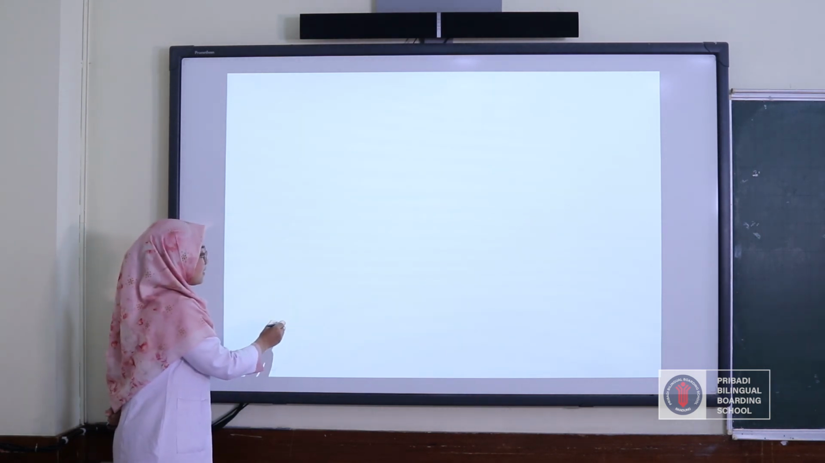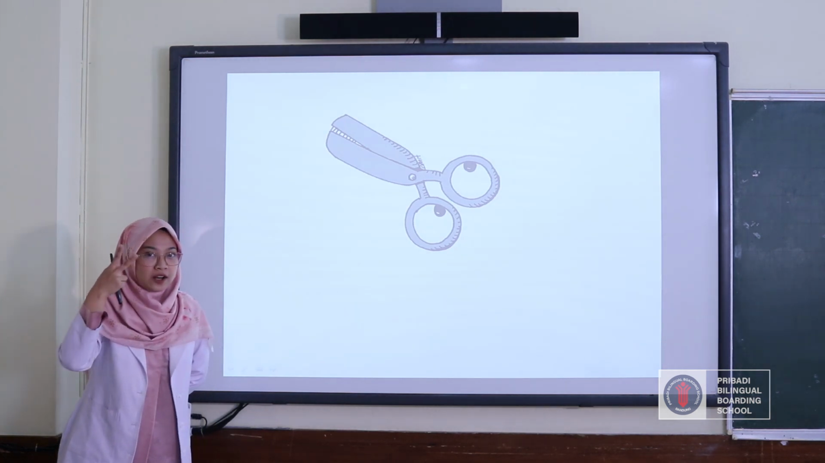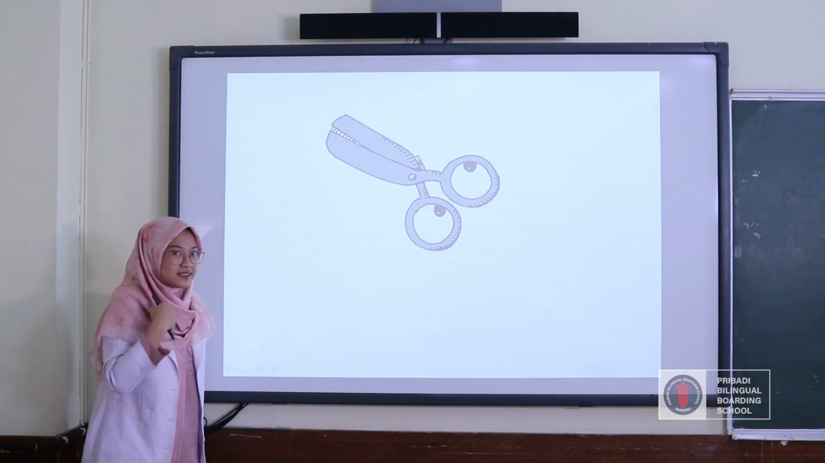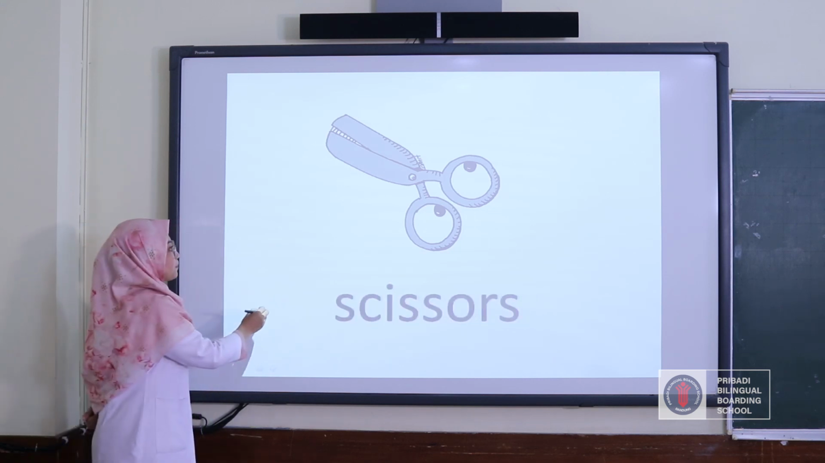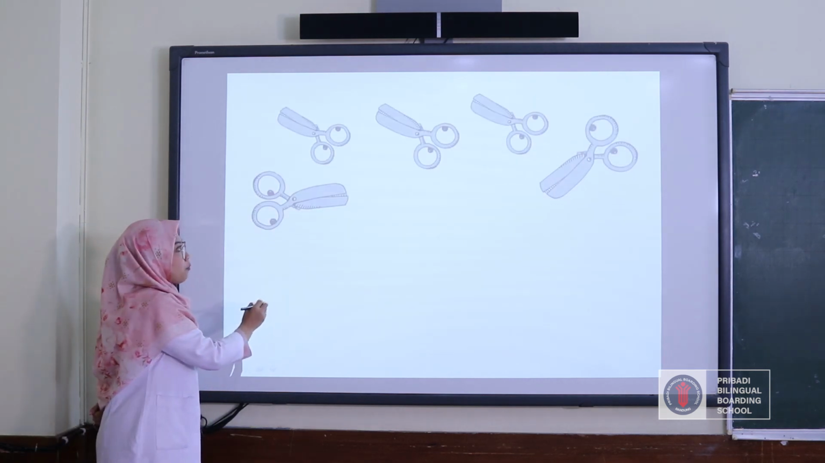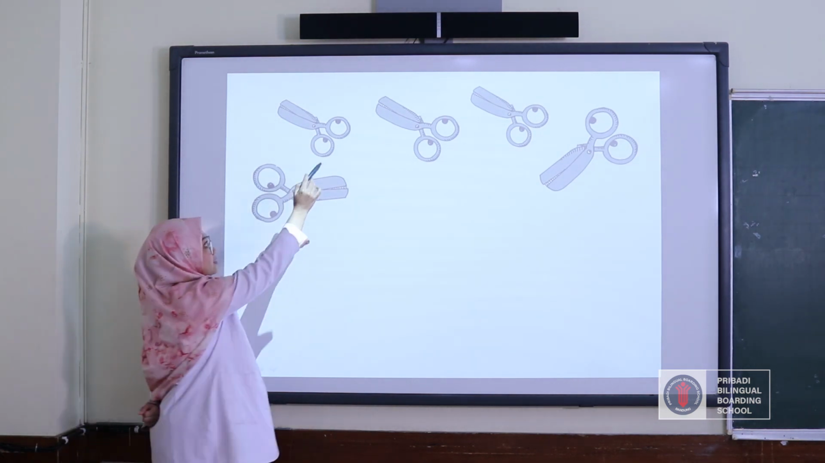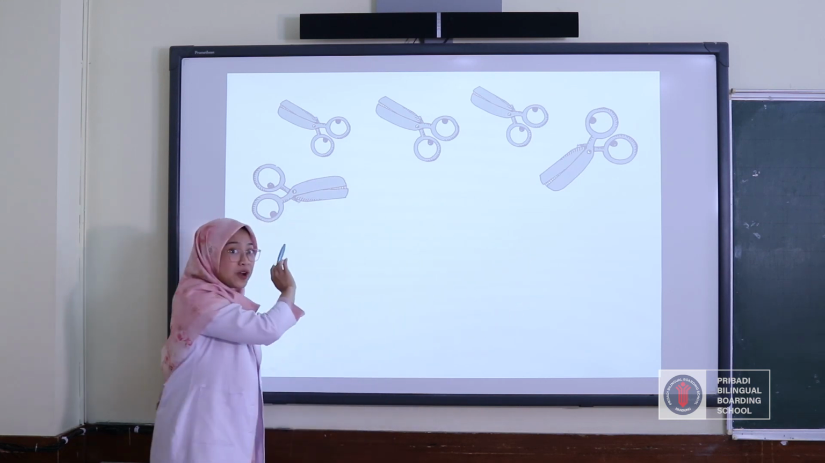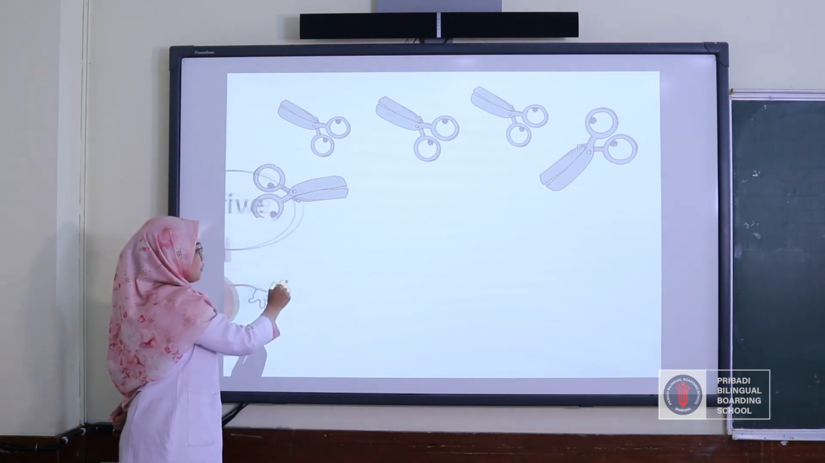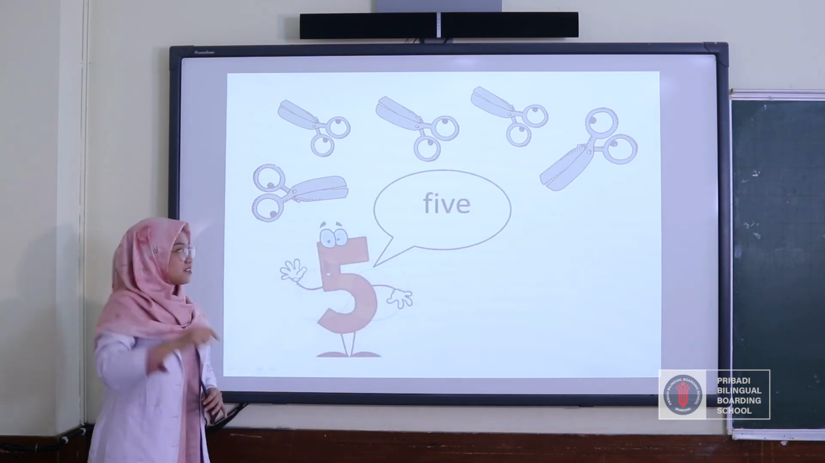The next one is the one that you use for cutting papers. What is it? Yes, it is a scissor. Now, how many scissors are there? There is 1, 2, 3, 4, and the last one is 5. So, we have 5 scissors.